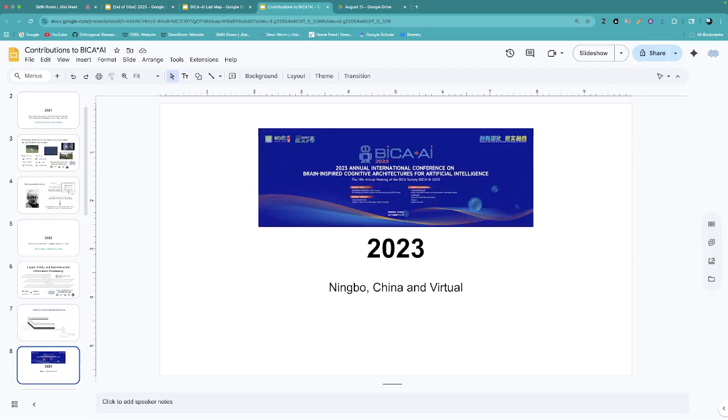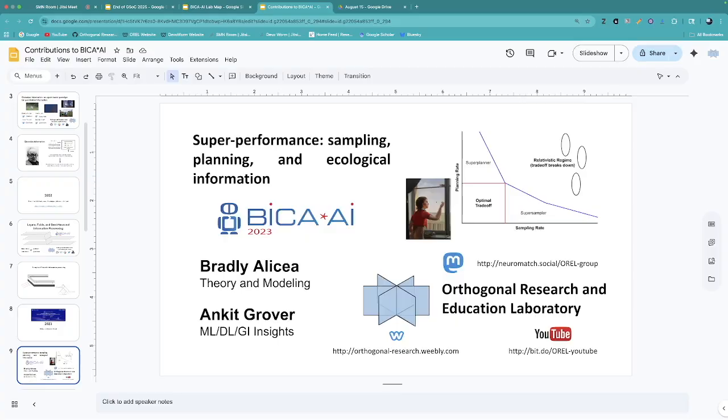In 2023, they held BICA in Ningbo, China, which also had a virtual component. I don't remember the theme. They usually don't have a theme. They just hold it either in conjunction with another conference or as a standalone conference. So this was, I think, a standalone conference. And at the 2023 meeting, we had this paper, Super Performance, Sampling, Planning, and Ecological Information.